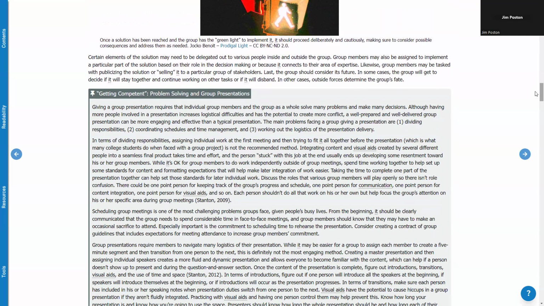Last, the group should consider its future. In some cases, the group will decide to stay together and continue working on other tasks, or it will disband. In other cases, outside forces may determine the group's fate.